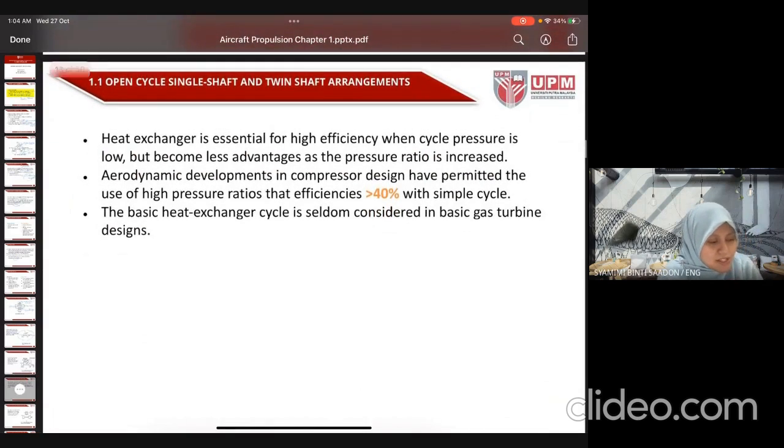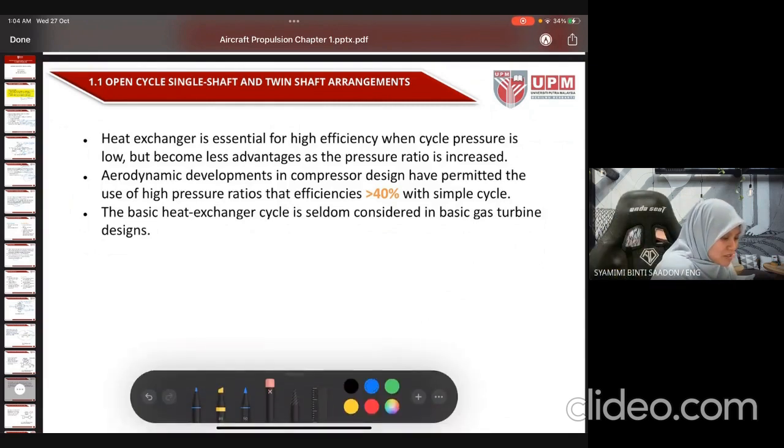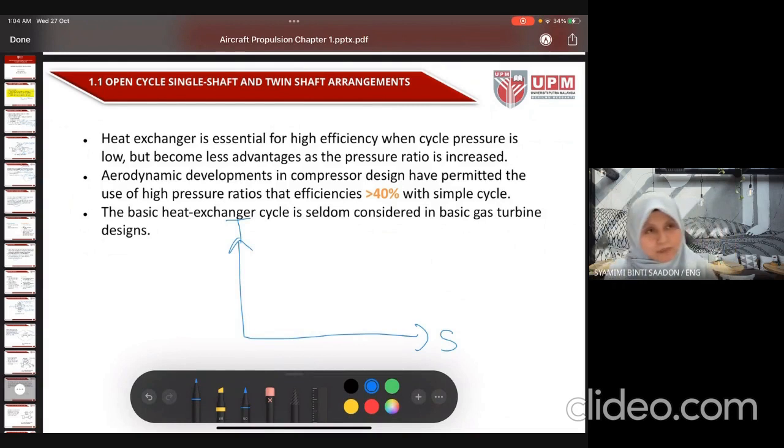Heat exchanger is essential for high efficiency when cycle pressure is low, but becomes less advantageous as the pressure ratio is increased. Because, to explain this, I always try to draw it in terms of a TS diagram, but this diagram has not been introduced to you yet. Maybe in chapter 3 with Dr. Izani, but it's okay. I just draw the basic diagram first.